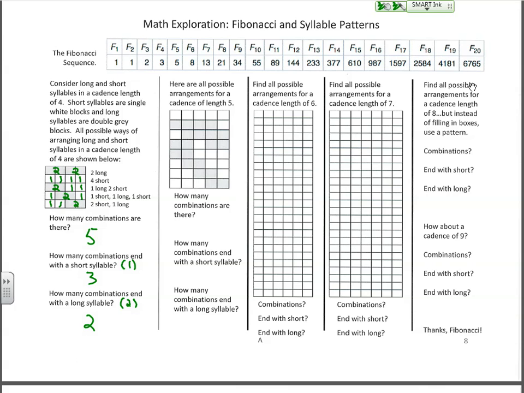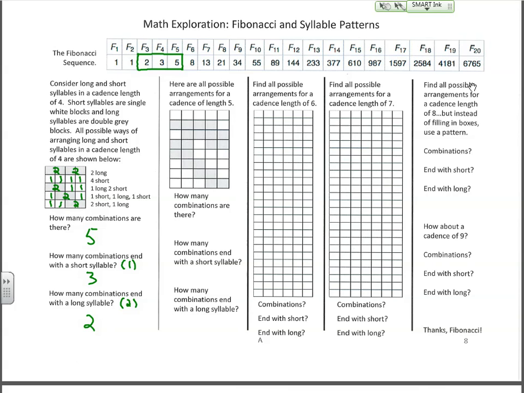And where that combination of numbers, 5, 3, and 2, shows up in Fibonacci, right there. Now you might not be very impressed yet, but just give it some time, okay?